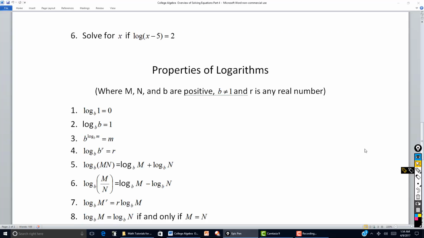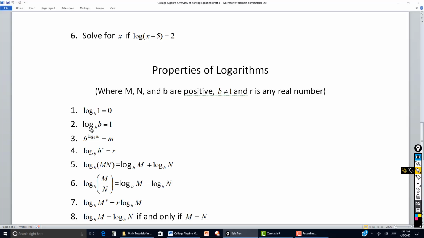Okay, so let's just go through these real quick. Some of these I've already mentioned. The log of 1 to base b equals 0. That should be clear because b to the 0 is 1. That's just your definition of log. b to the 0 is 1.